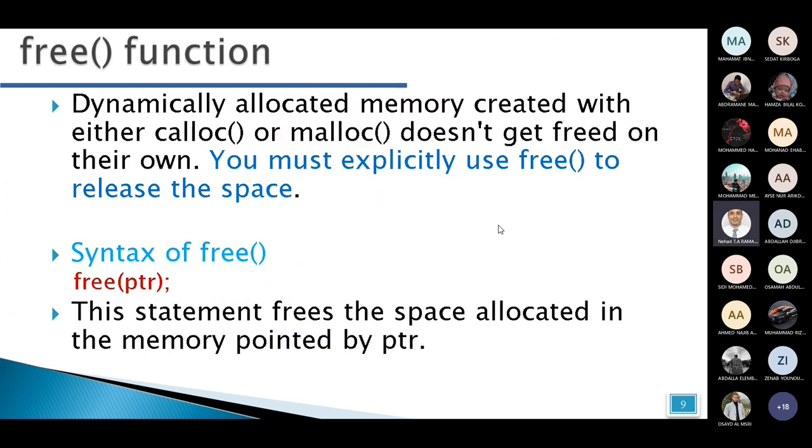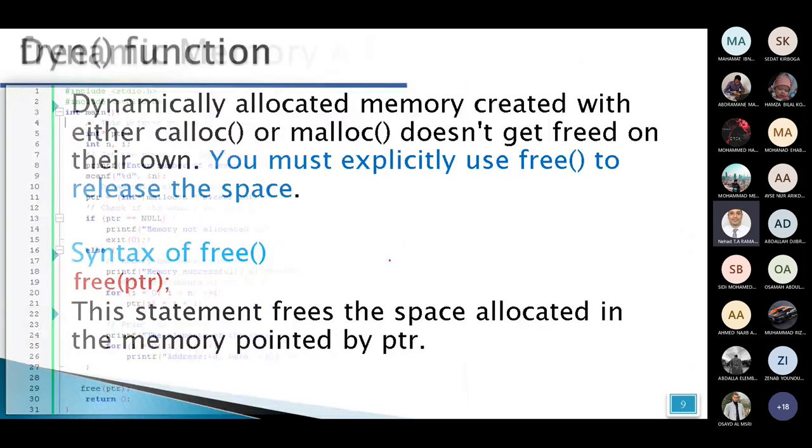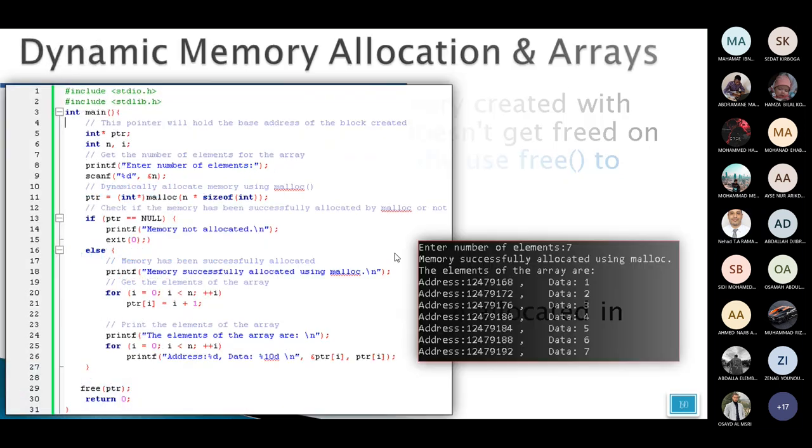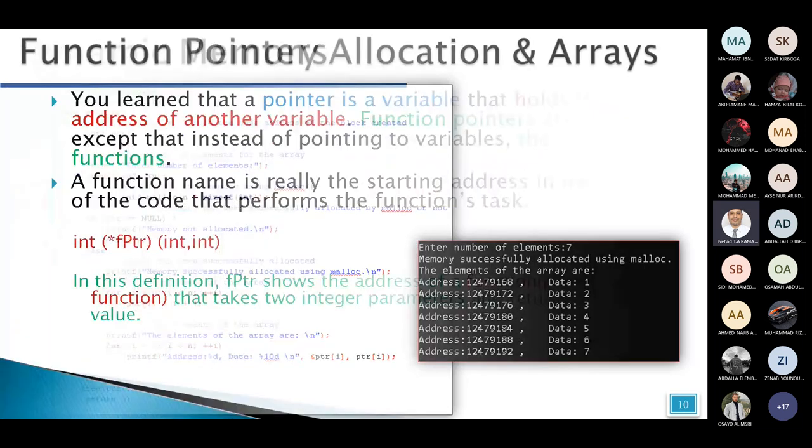Okay. Free function. To free a memory or dynamic memory, you only need the pointer. So you say free pointer, which means free the memory pointed by this pointer, or deallocate the memory pointed by this pointer. So as you can see, dynamic memory allocation depends totally on the pointer. To book the memory or to reserve it, you use the pointer. To free it, you use the pointer to free it.